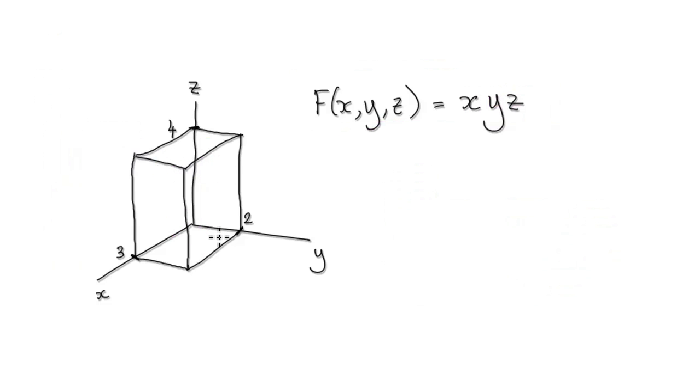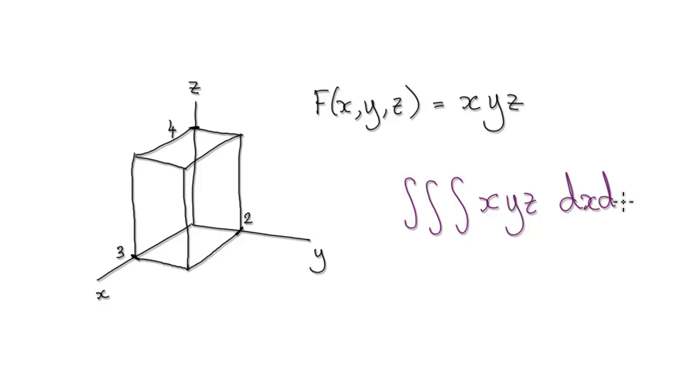The way we find the average value is to work out the triple integral of this function, x, y, and z, dx, dy, dz. You're integrating from x equals 0 to 3, then regarding y, from y equals 0 to y equals 2, and then z from 0 to 4.